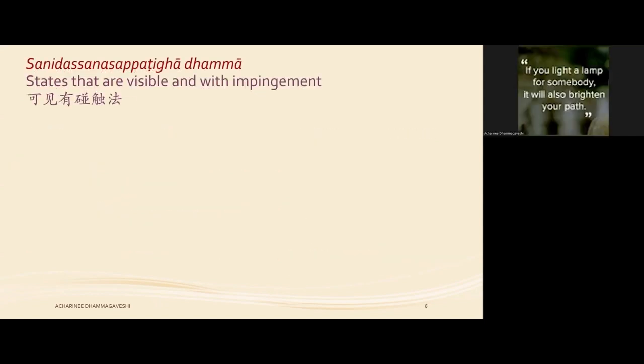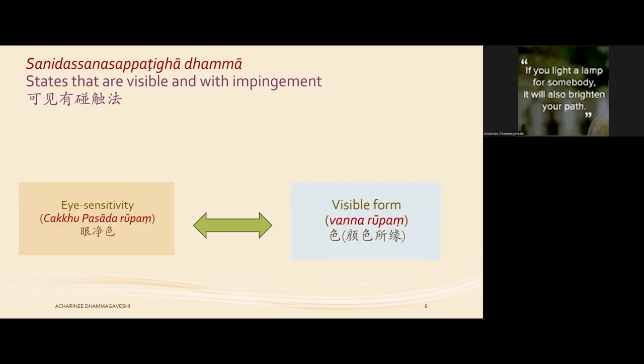Now we come back to the first term, Sanidassanasappaṭighā dhammā, states that are visible and with impingement. On the previous slide, we learned what Sappaṭighā dhammā are, the states with impingement. We mentioned that chakku pasada rūpa and varna rūpa, both of these are classified under Sappaṭighā dhammā, states with impingement.